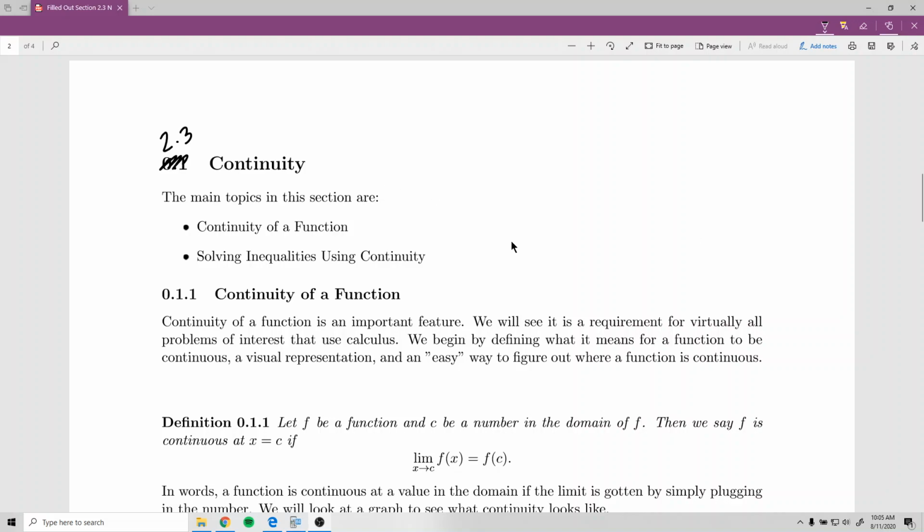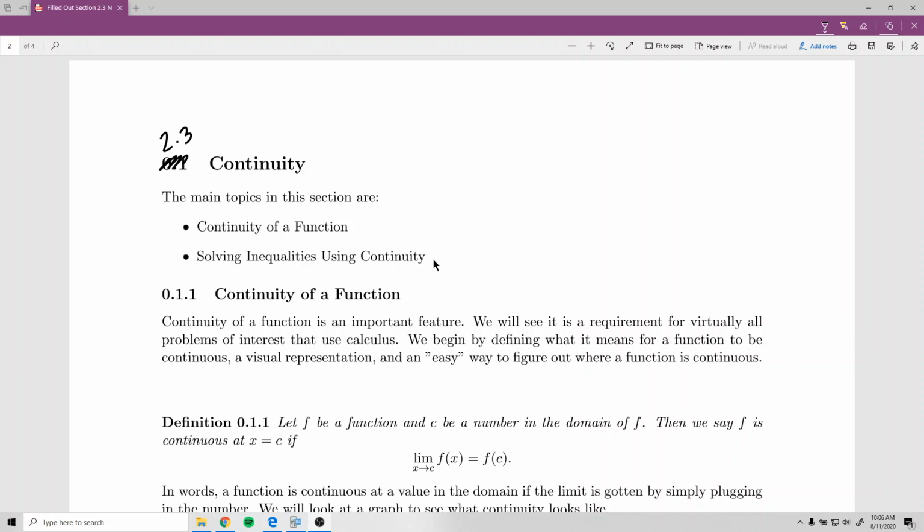This section will be on section 2.3, which is on continuity. The main topics of this section: continuity of a function, what it means, why it's important, and then the main thing we want to do here in this section is solving inequalities using continuity. So this will be built on our limits, but it's not nearly as thorough. You got through the main hard part of limits in 2.1 and 2.2.